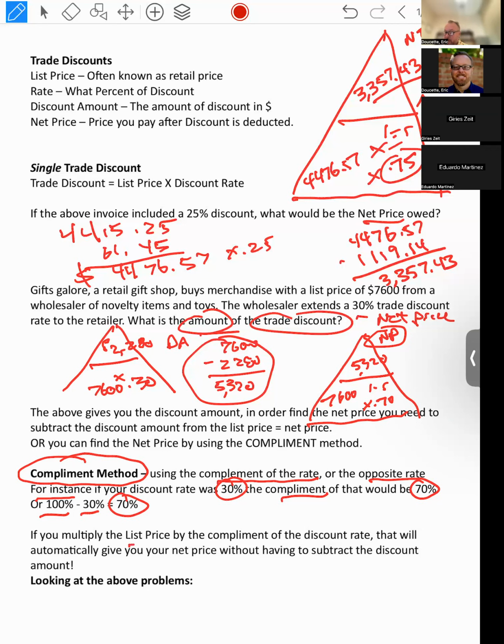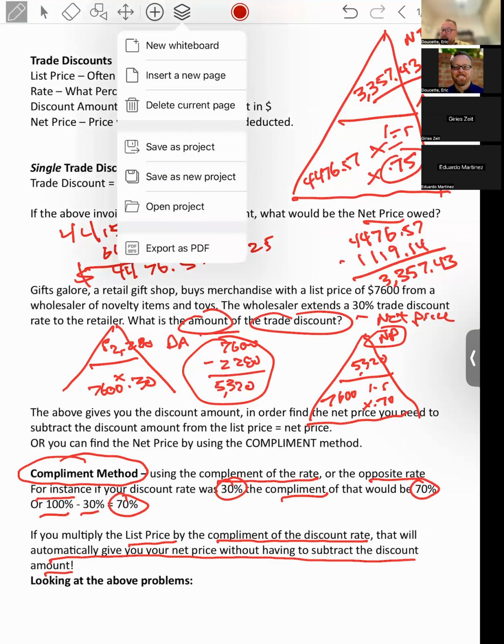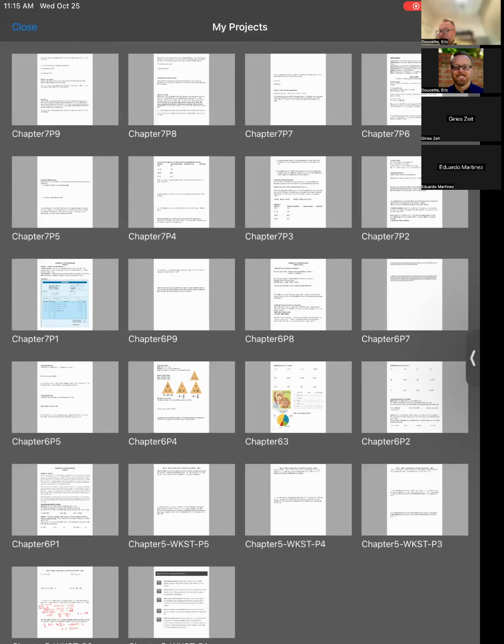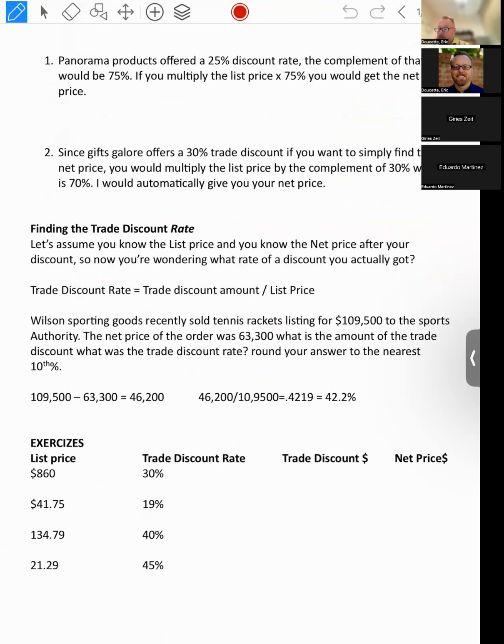If you multiply the list price by the complement of the discount rate, that will automatically give you the net price without having to subtract the discount amount. So again, looking at the problems above, we'll go to the next page, and hopefully this will make sense if it doesn't already. That was page number 3. Here we are on page 3.